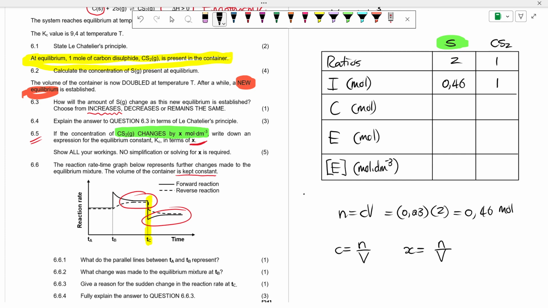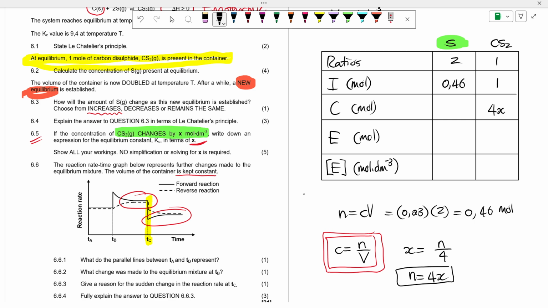Therefore, the volume is for the new equilibrium. Then this means the number of moles will be 4x. Wait, constant. So it's C equals N over V. The number of moles over 4, because the volume doubled. Okay, yeah, I agree. All right, so the change in the moles themselves is 4x.